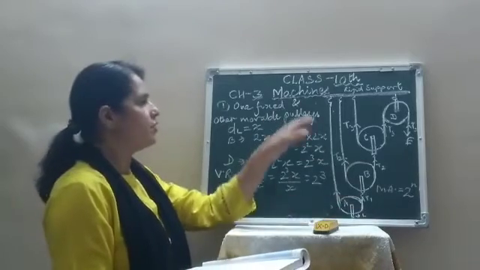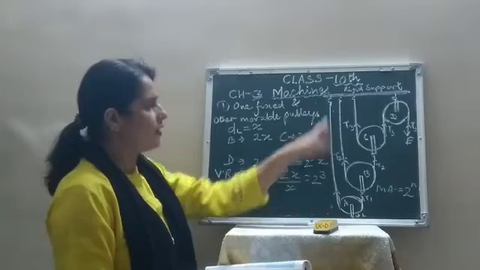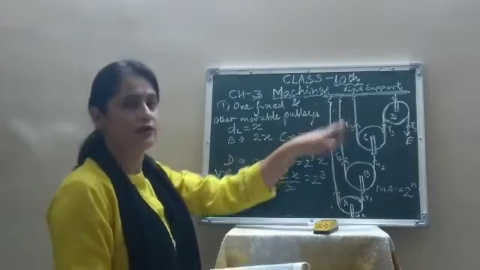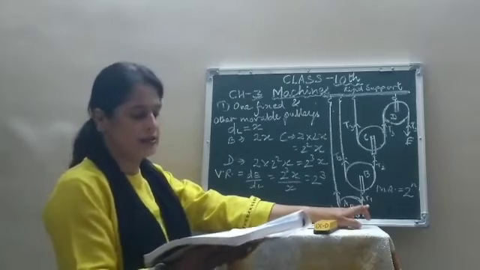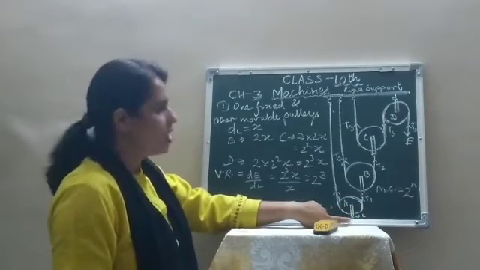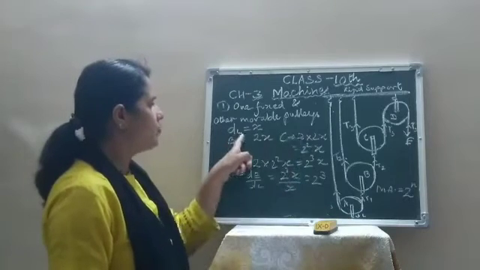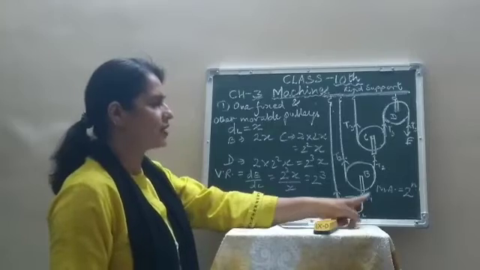Now we will find the velocity ratio of this combination. As one end of each string is fixed to the rigid support, the other end moves twice the distance moved by the axle of the movable pulley, this axle. So if load L moves up a distance x, this end which is connected to the axle of the pulley moves 2x.